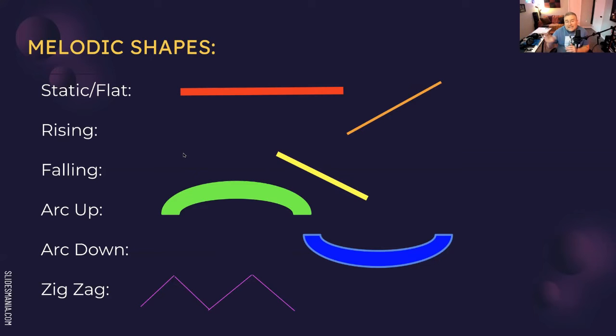You also have a rising or ascending melody, where the melody goes up. You have a falling or descending melody. Your melody can arc up and it can arc down. And then you can also have a zigzag melody, where it goes up and down as well.